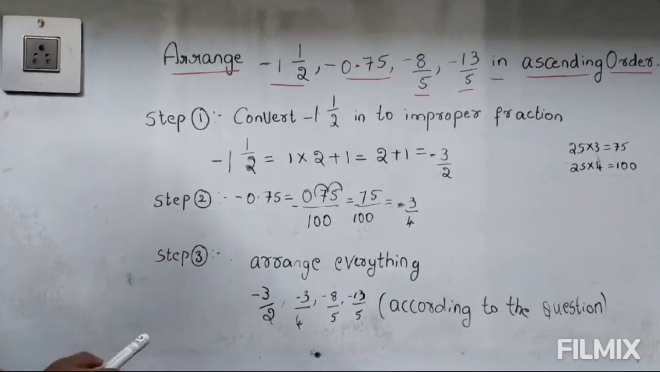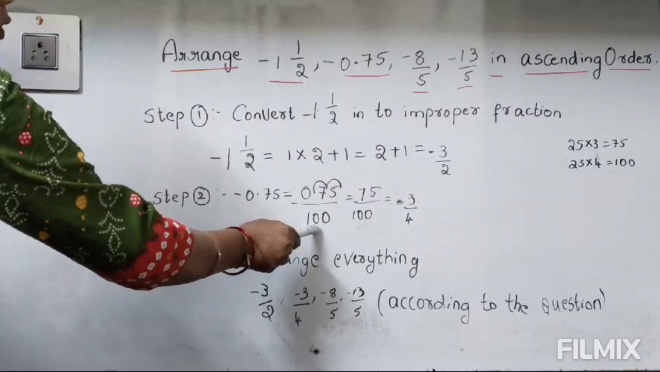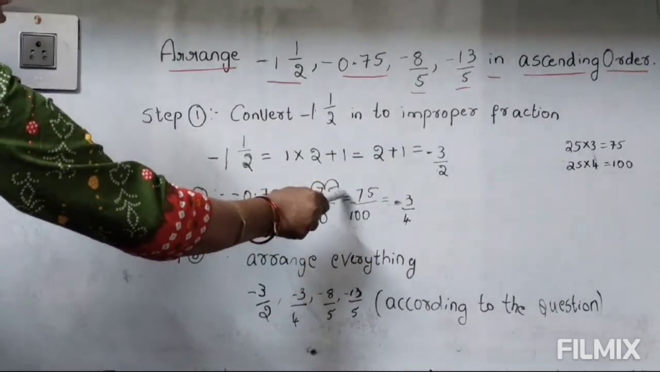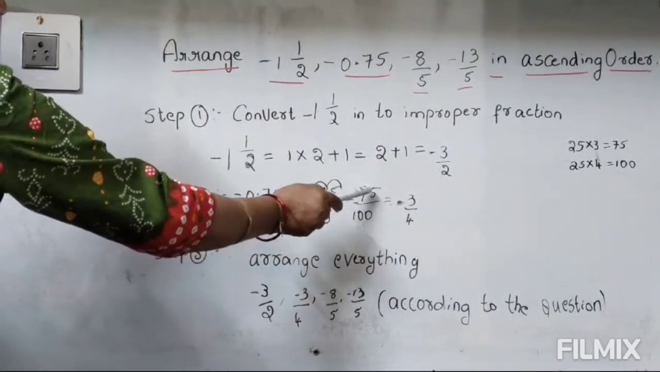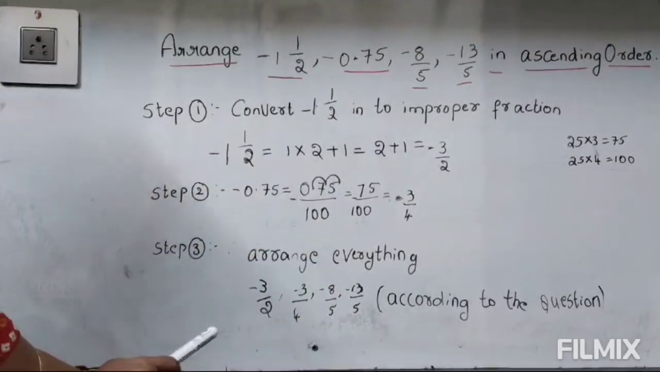Remove the decimal point. If you remove this decimal point from here to here, you have to put 1 0 here. If you remove this decimal point from here to here, you have to put one more 0 here, which is equal to 75 by 100. So this is negligible. Good.